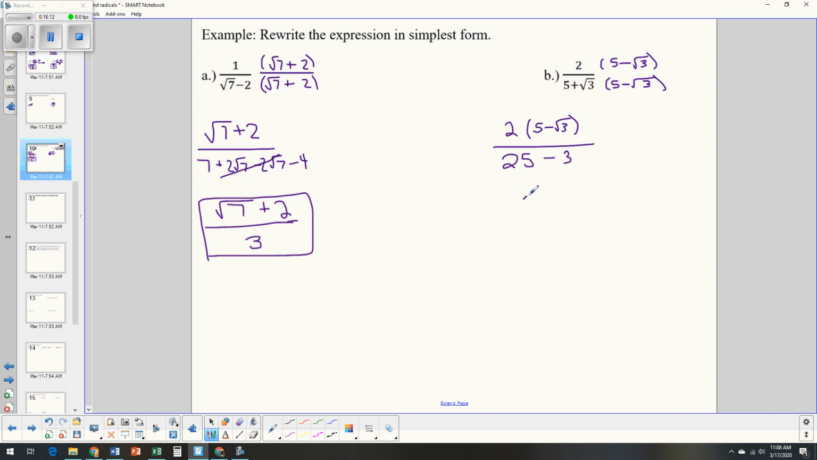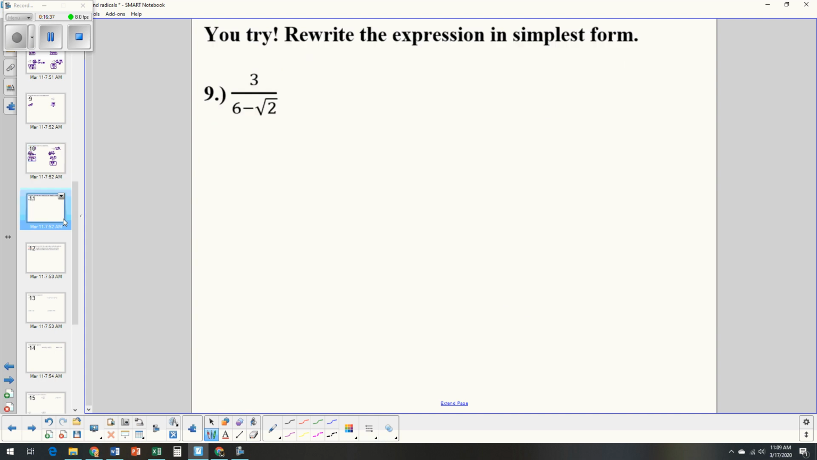This turns into then 2 times 5 minus root 3 over 22. Now remember, anything on the top and bottom with multiplication can be canceled. So 2 over 22 is really 1 over 11. So my final answer here would be 5 minus the square root of 3 over 11. Right? That is completely simplified. Try the next one. You're going to pause and restart when you are ready.